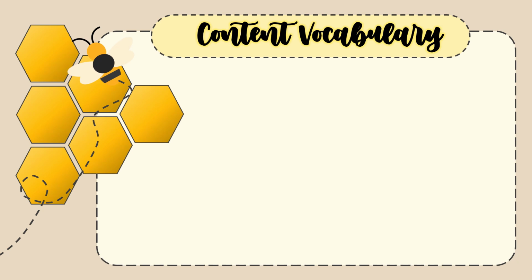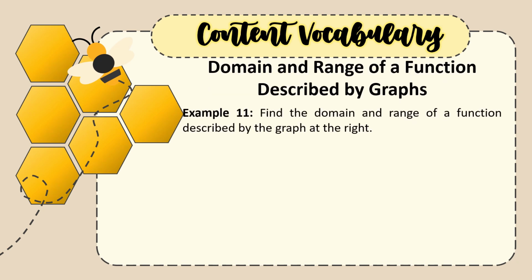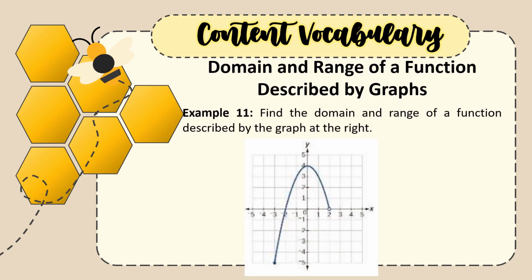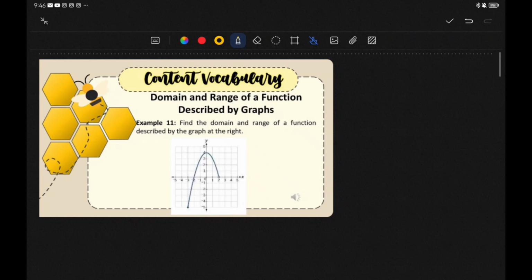For example number 11, we have here, find the domain and range of a function described by the graph. This is the final graph. We are going to find the domain and the range of this function. Now let's proceed to example number 11. So let us determine first the domain by looking horizontally.